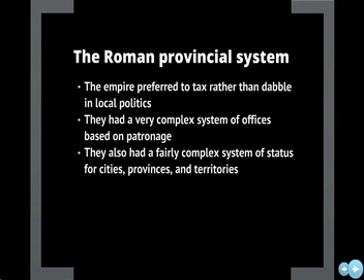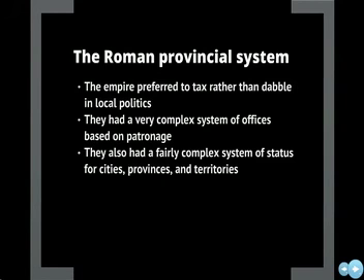And this is how they integrated foreigners into the process, and even cities and provinces. Cities and provinces had patrons, and as the patrons gave to the infrastructure of the city or to the coffers of the city, it could increase in its status. And there were different levels of cities. You had a colony, and then you had a polis, which is actually a city, and a municipality, and so on and so forth. So they had a fairly complex system of status for cities, provinces, and territories.